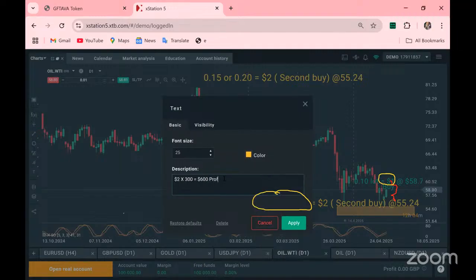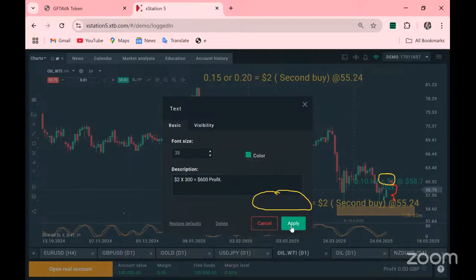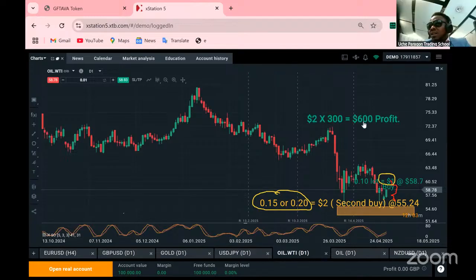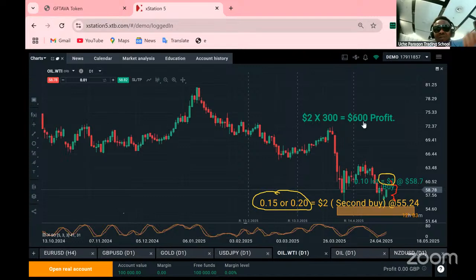So what therefore means that you initially lost 300, but because of your re-entering, you now gain your 300 and make an additional 300. That's why we call it risk recovery strategy or loss recovery strategy. That's why we said your first entry on trading will be lesser volume.